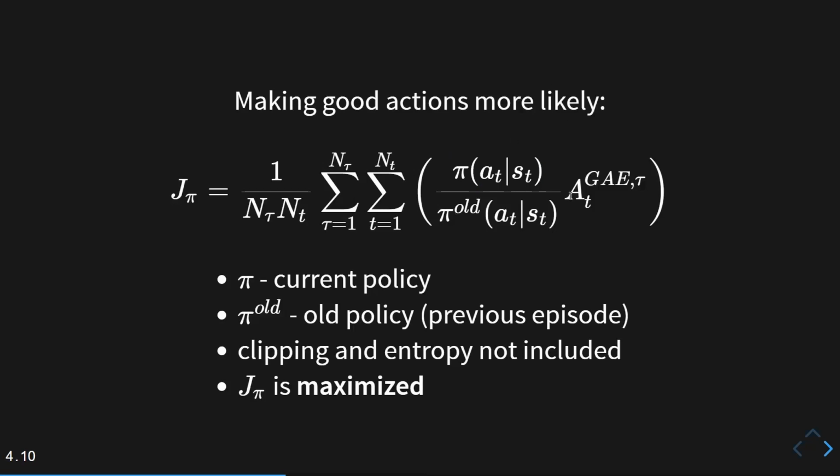Now, if my advantage estimate is positive, so if my situation improved by taking the action, I want this action to become more likely. So I want this fraction of new probability to old probability to increase, right? If my advantage estimate is negative, my situation got worse, so I want this ratio to decrease. This then forms the objective function for the policy network, which you can again optimize using standard deep learning optimization techniques.